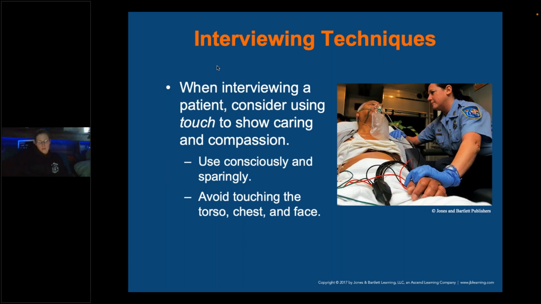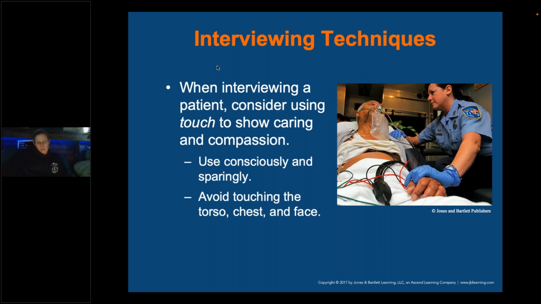Some interviewing techniques, as you can see here with the female attendant in the back. You notice how her arm is on his shoulder and her hand is on his hand? That shows compassion, okay? But avoid touching the torso, the chest, and the face, okay? There's nothing wrong with the shoulder. There's nothing wrong with the hand. Please do not grab patients' chests. Very inappropriate, all right? Don't start rubbing their legs. Very inappropriate.